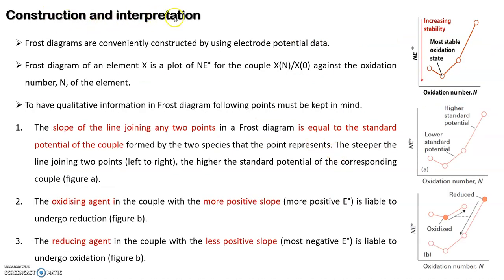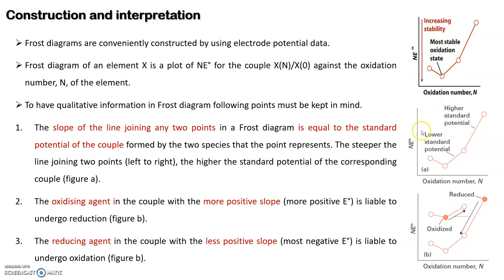Construction and interpretation: how we construct and interpret the Frost diagram. For construction, we calculate the E naught values for each couple from the n oxidation state to the 0 oxidation state, and we put the oxidation number on this axis. The resulting plot will be known as the Frost diagram. The lower the E naught value, the higher is the stability of the particular species.